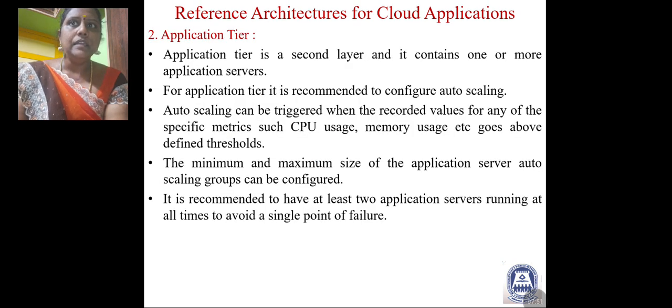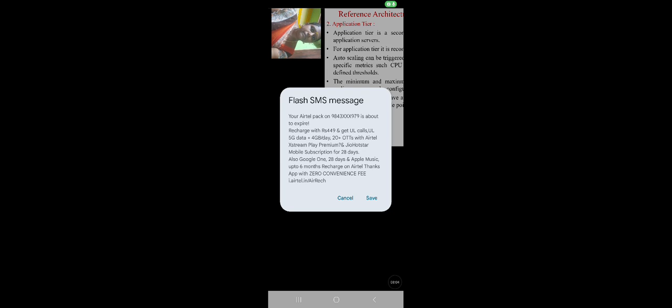Then application tier. In this application tier, it is the second layer. It contains one or more application servers. For the application tier, it is recommended to configure auto scaling.